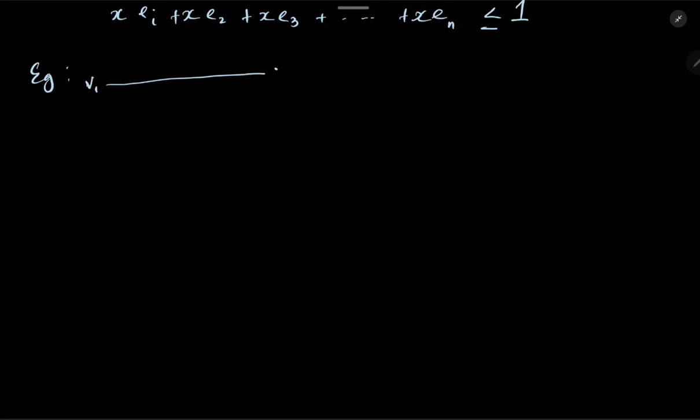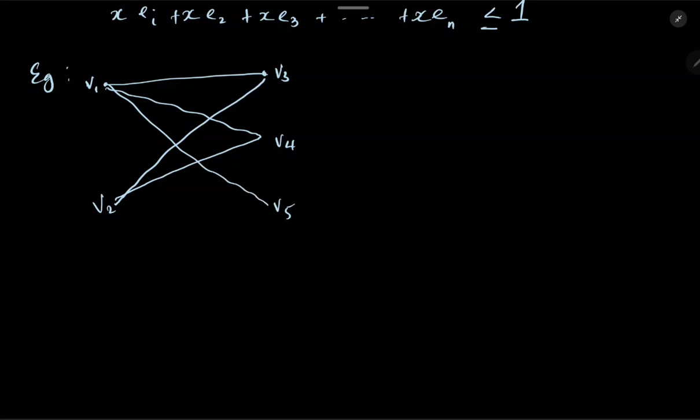Let's call this vertex 1. Let's say this is vertex 2. And we have vertex 3, and we have vertex 4 somewhere here, and we have vertex 5. So we have this line going from vertex 1 to vertex 3, and from vertex 3 to vertex 2. We have another line going from vertex 1 to vertex 4 to vertex 2 again. And we have another line going from vertex 1 to vertex 5 to vertex 2 again.